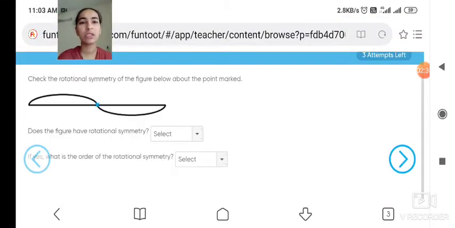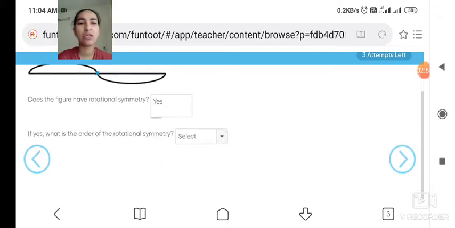Let's check the rotational symmetry of the figure below about the point mark. Now where is the point mark? The blue mark. According to that, we have to rotate it. If I rotate by 90 degrees, it is a vertical figure. And if I rotate by 180 degrees, it looks exactly the same as the first one. That means it has rotational symmetry. So the answer is yes.